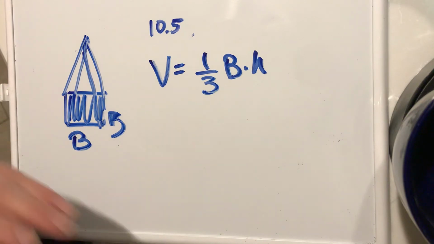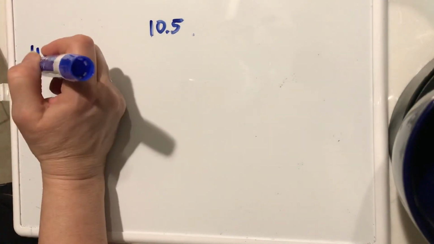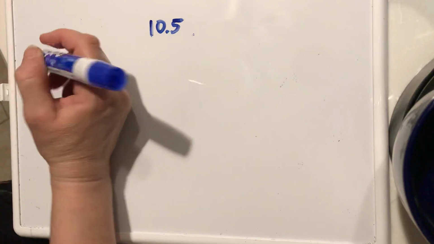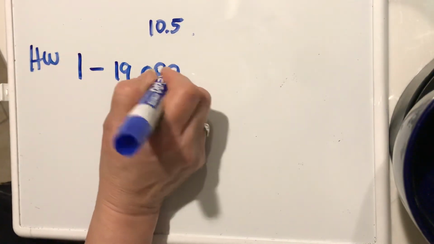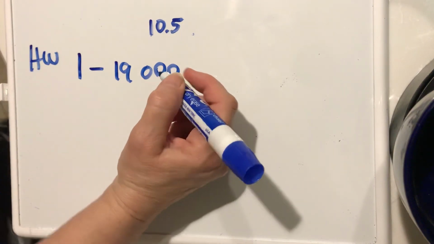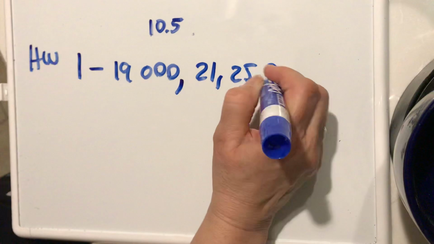All right, so now I'm just going to list the homework for 10.5. All right, so homework for 10.5. So 9, it's going to be 1 through 19 odd. And then we have 21, 25, and 29.